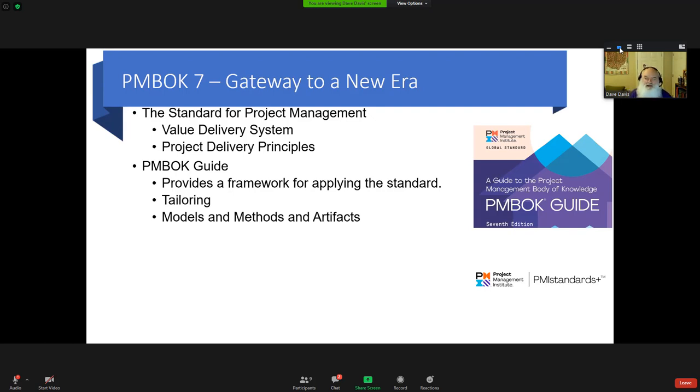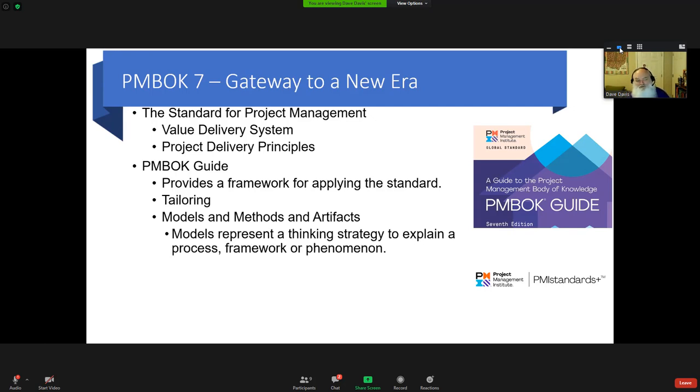They're still going to be a key component, but they're brought now into part of the PMBOK guide as being the focus of the PMBOK guide. It's a supporting subset. And the models, you know, they're a thinking strategy, and the models help explain process framework or phenomena. By the way, this is a PMI phrase.